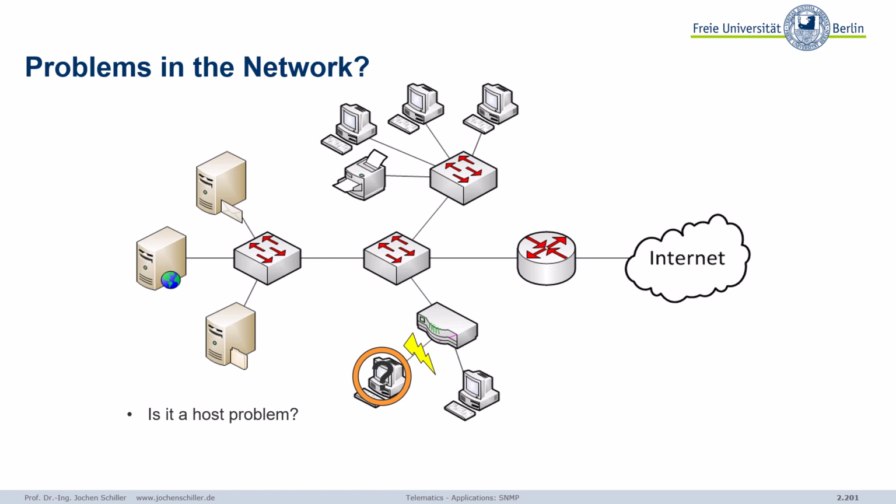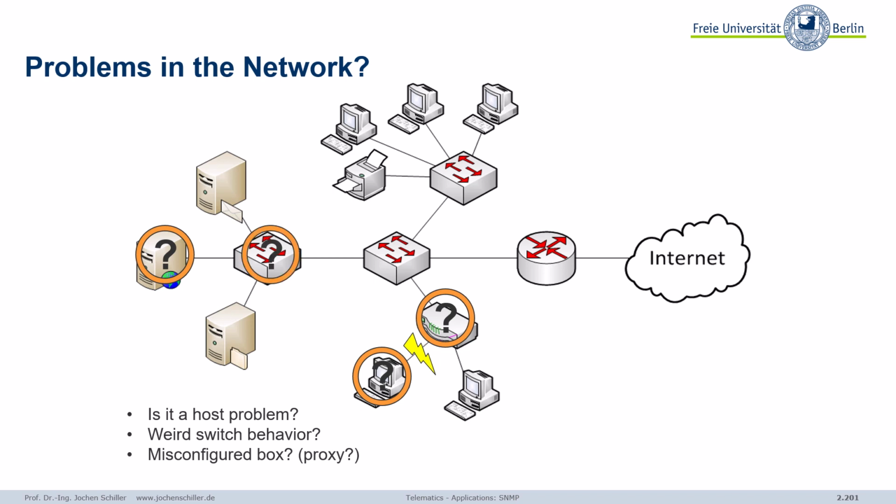We don't know. It could also be weird behavior of a switch. Maybe there's a bug or the device is old. It could also be a proxy that is misconfigured. You remember proxies for the web, maybe a misconfiguration. Maybe wrong software, something like this. Or maybe it's one of all the other boxes there. Maybe something is out of service, some interface is not running, etc. Maybe it's also a cable issue there.